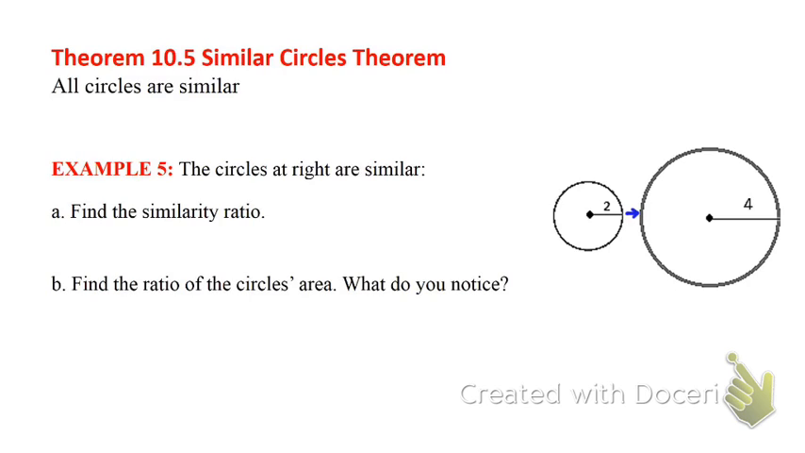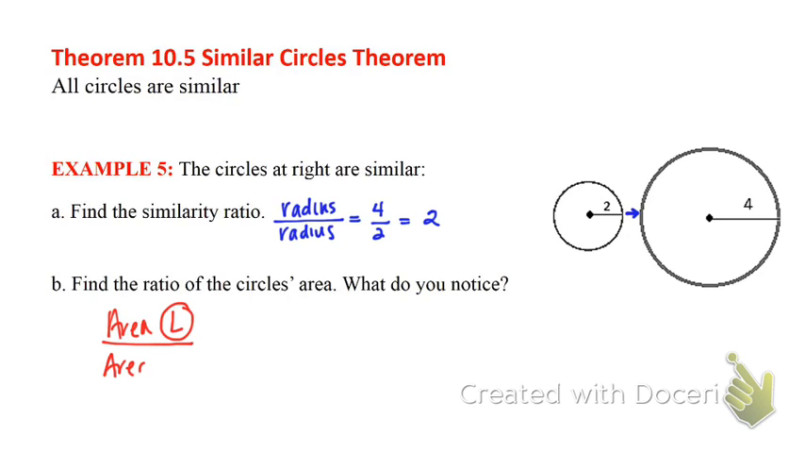And that means that we're going to put the radius of the larger circle over the radius of the smaller circle. And that means that the scale factor is going to be 2. It says, find the ratio of the circles' areas, and what do you notice? So again, let's take the area of the larger circle and put it over the area of the smaller circle. And the reason why I'm doing it like that is because that's the same way we set up the scale factor. We did the larger circle over the smaller circle.